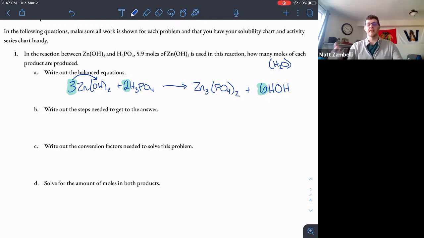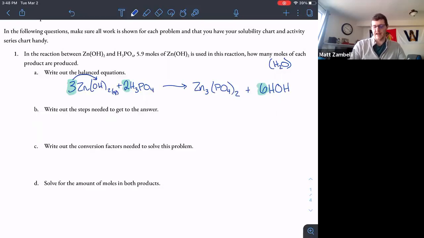Perfect. And yes, normally I would write out the work, just not enough room because I was writing too large. So the next step says write out, and before we do the next step, part B, yes, you do need to figure out if they're soluble or insoluble. I kind of skipped that step on this one, and I apologize. This one should be aqueous.